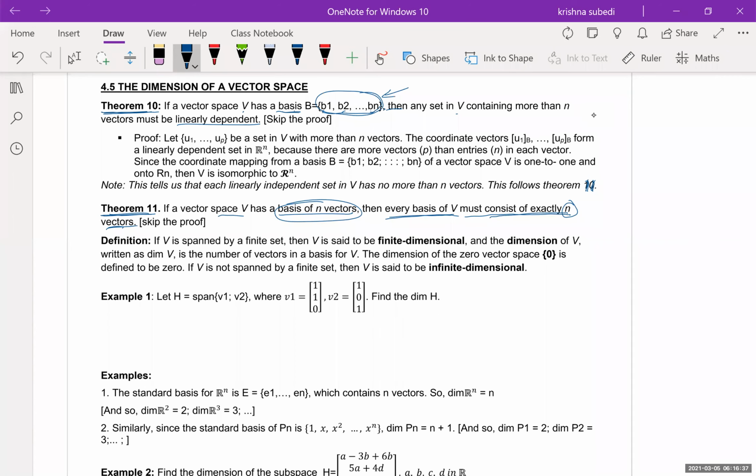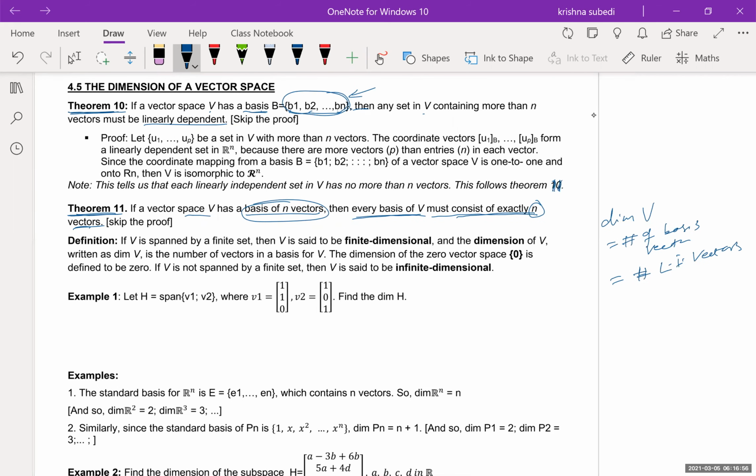Okay, the dimension of the vector space V is the number of basis vectors, or you can say the number of linearly independent vectors, or you can say if there are n linearly independent vectors, then that will be n. Now let's look at the definition.